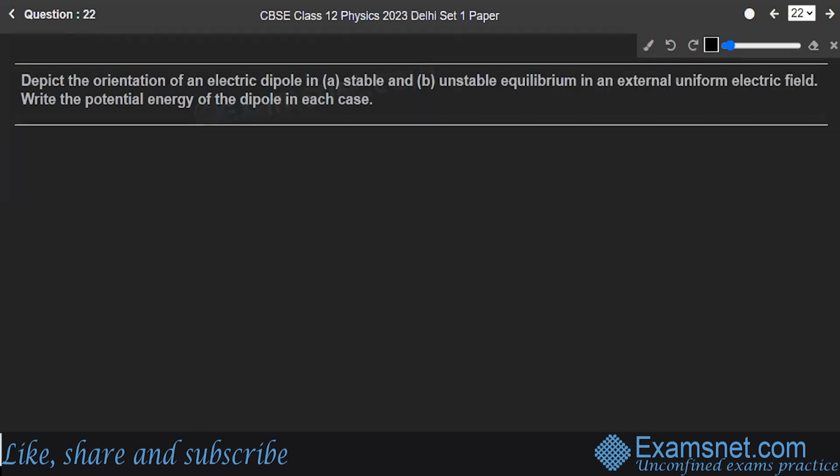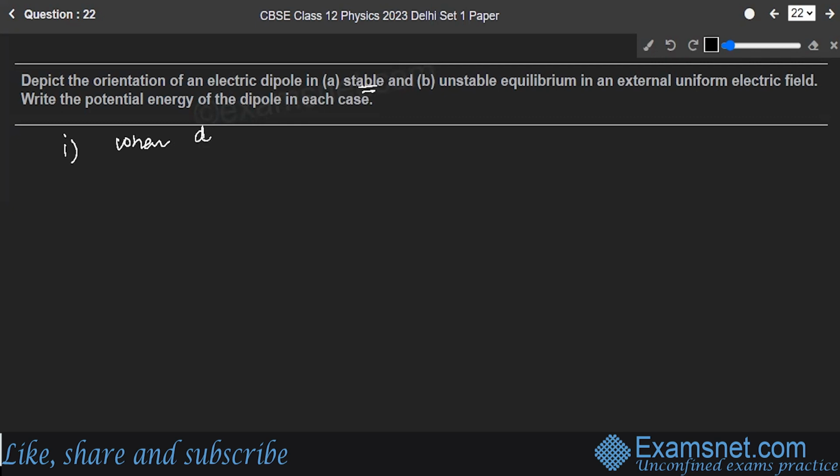It says, depict the orientation of an electric dipole in a stable and unstable equilibrium in an external uniform electric field. Write the potential energy of the dipole in each case. Number one, when the dipole is aligned parallel to the electric field, that is the angle between the dipole and the electric field is zero, then the dipole is in stable equilibrium.